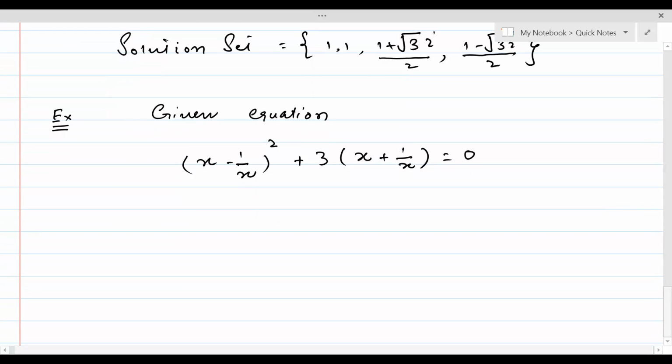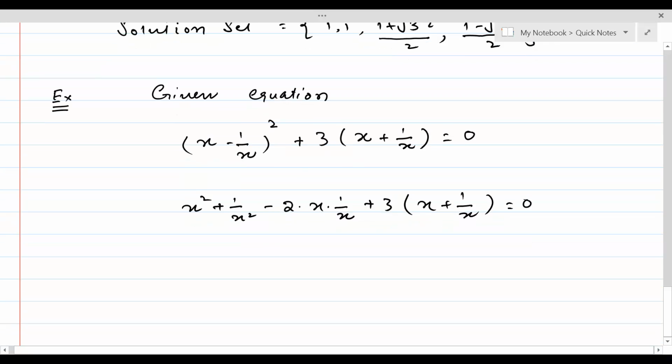We have to expand the first term (x minus 1 over x), because if we keep x plus 1 over x equal to y, the first term is not going to be y squared, because there is a negative inside. We need positive here. So that's why we will first expand it and then bring the positive sign. So this would be x squared plus 1 over x squared minus 2 times x times 1 over x plus 3 into (x plus 1 over x) equal to 0.